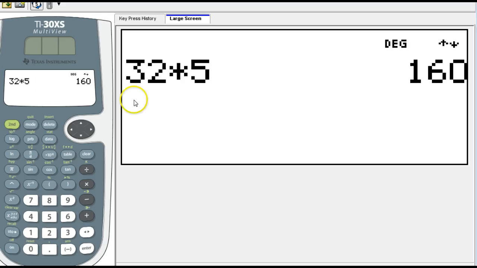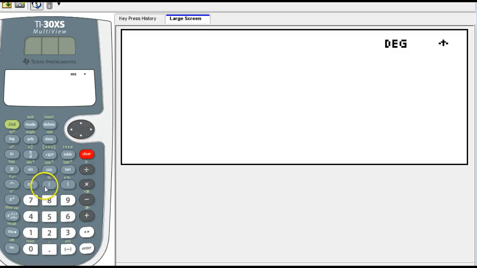Now, having said that, we will actually use this calculator every now and then, but we are going to pretend that it is a four-function calculator. So we will just add, subtract, multiply, and divide, and that's it. Nothing else.